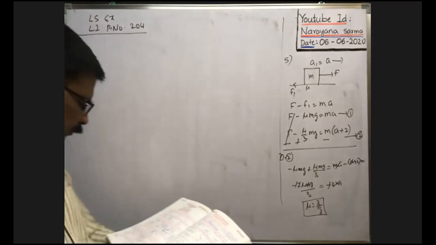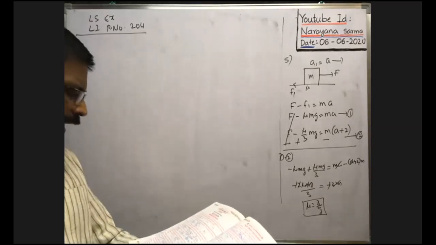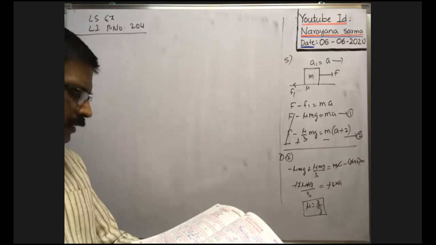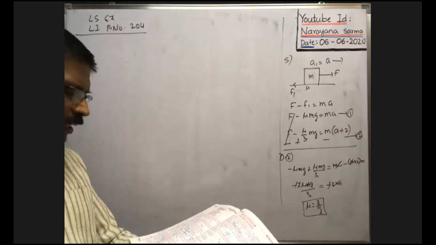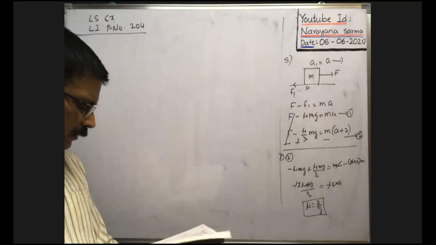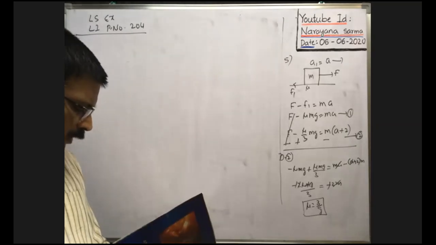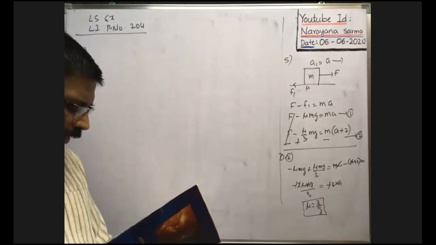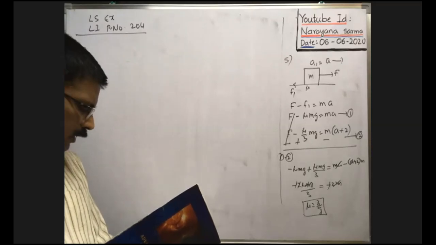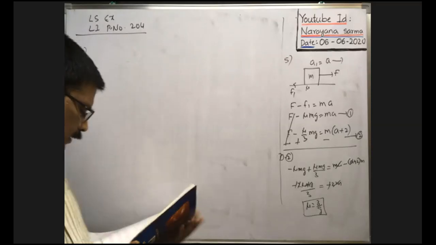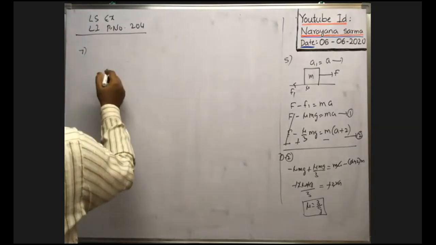Seventh one. A heavy chain lies on a horizontal tabletop. The coefficient of friction between the chain and the table surface is 0.25. The maximum percentage of length of the chain that can be hanged over one edge of the table is? Already I said the concept clearly.